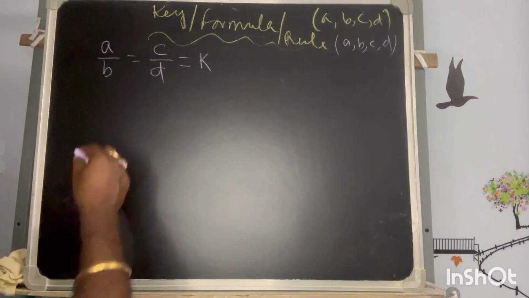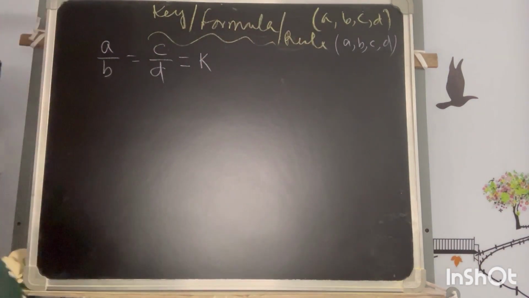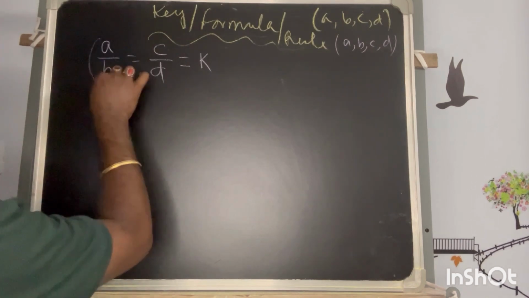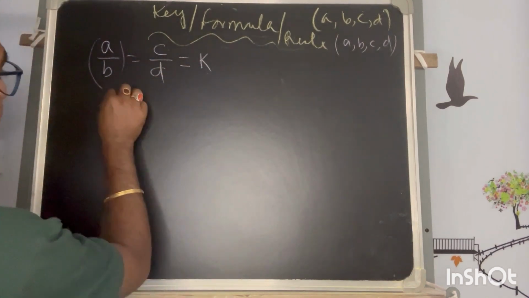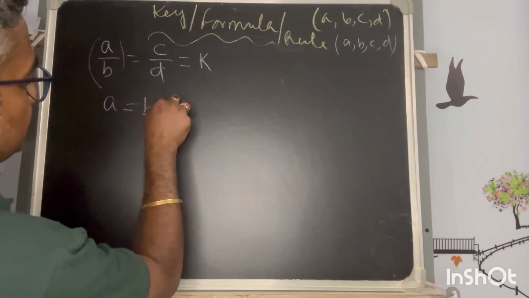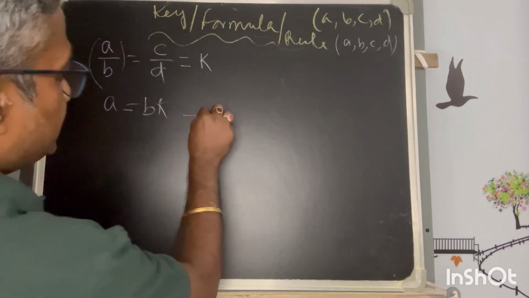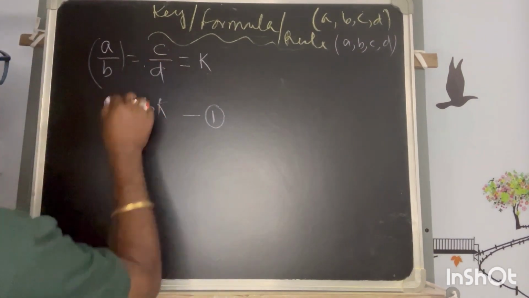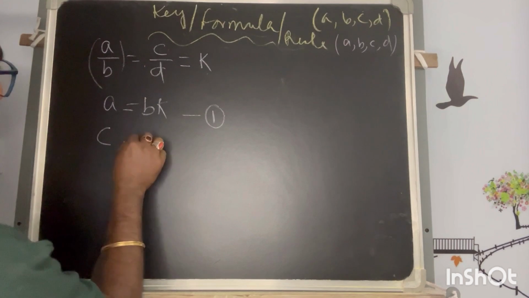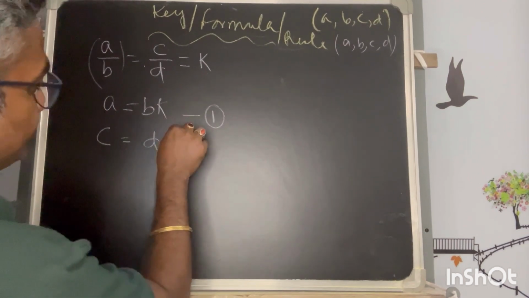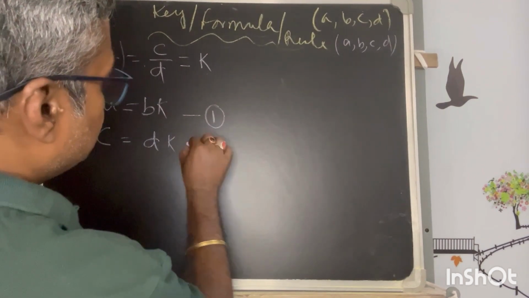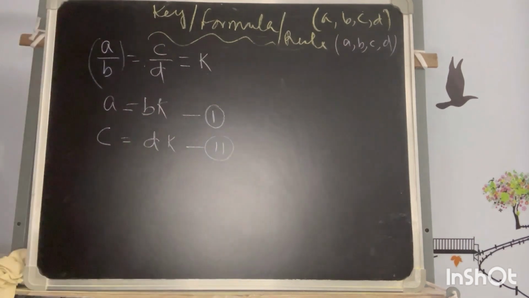Okay. So now, what is the improvisation? The improvisation is that if I take this with K, that can be represented as A by B equals K. Let it be your first equation. Now, if we do this for the other case, C by D equals K. Okay, this is your second equation.